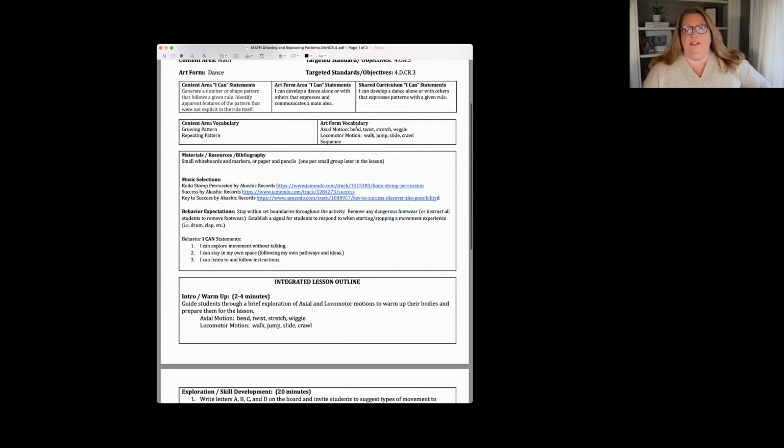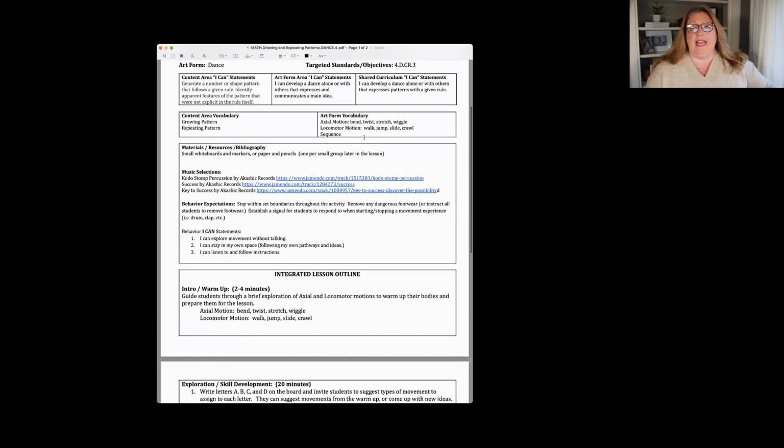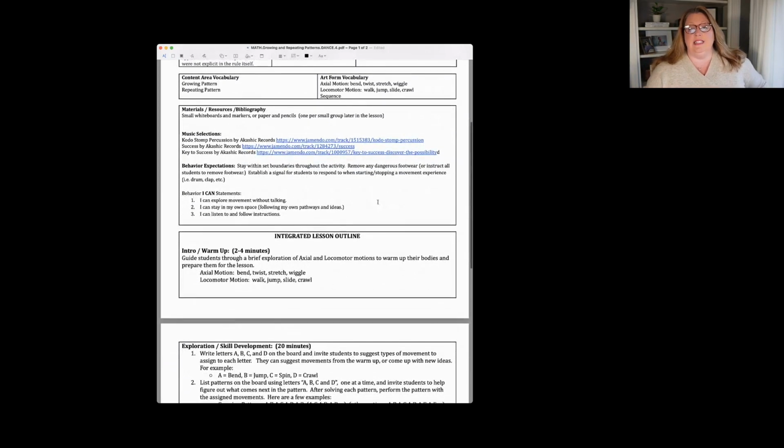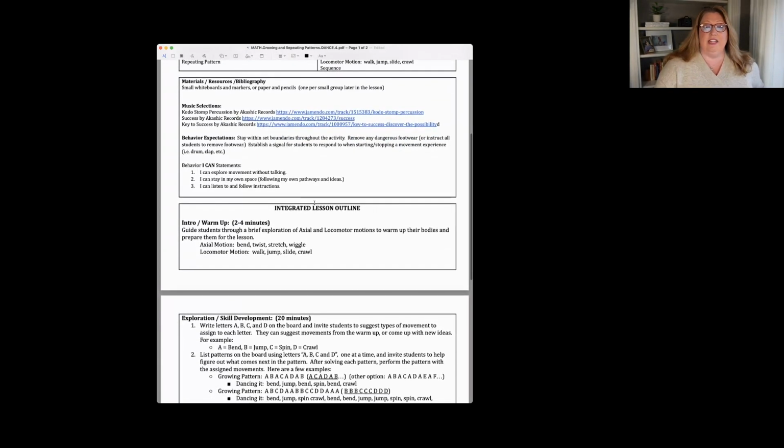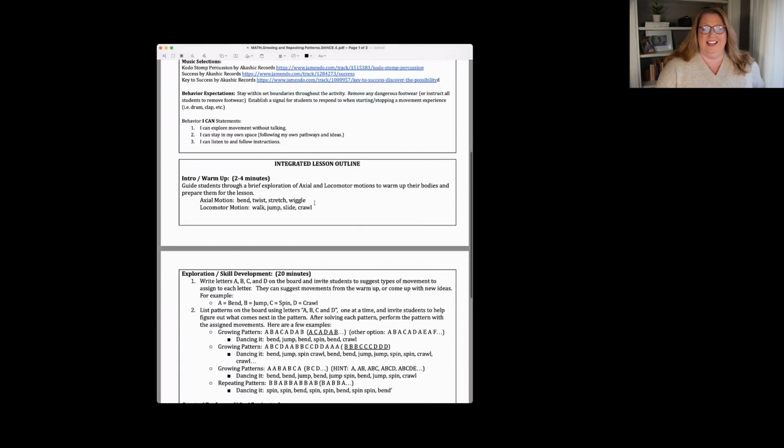Content and art form vocabulary. I love that she's got both listed here, and that I can leverage both within the lesson. There's a list of materials, music selections to make it easy for people to immediately access, behavior expectations, and I can statements. Again, those are things that are going to be particular to you and your school, particularly right now in terms of classroom management. Having behavior expectations on there cannot hurt.